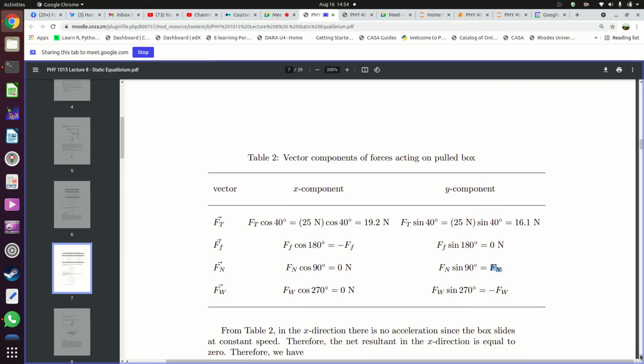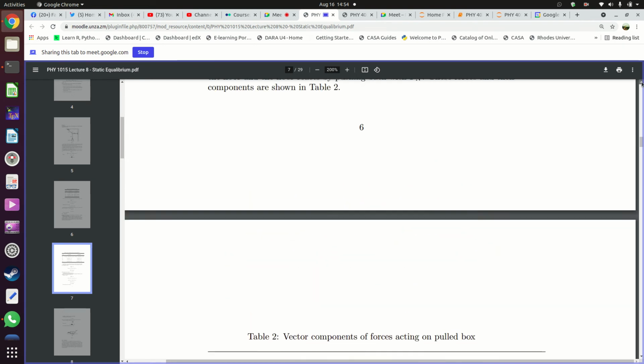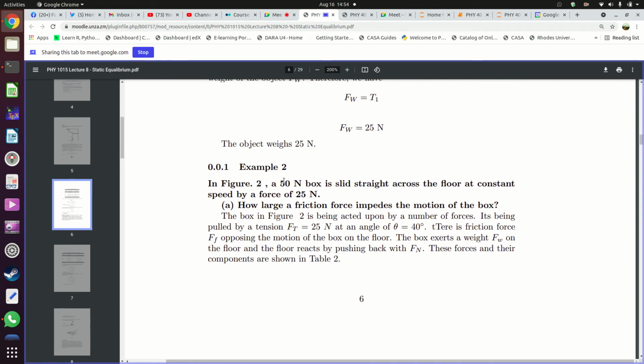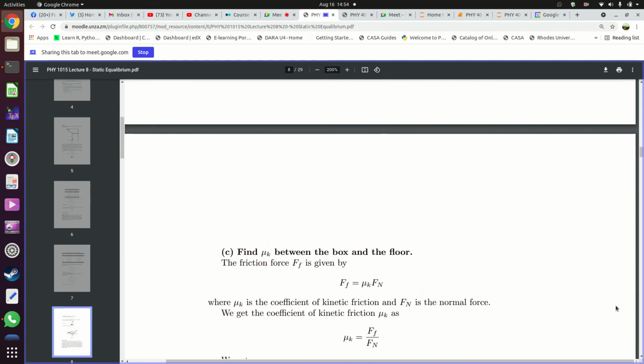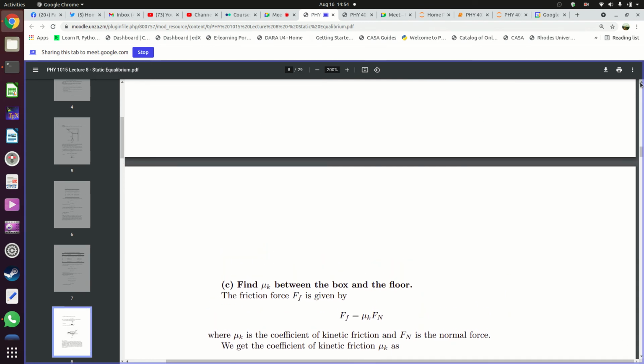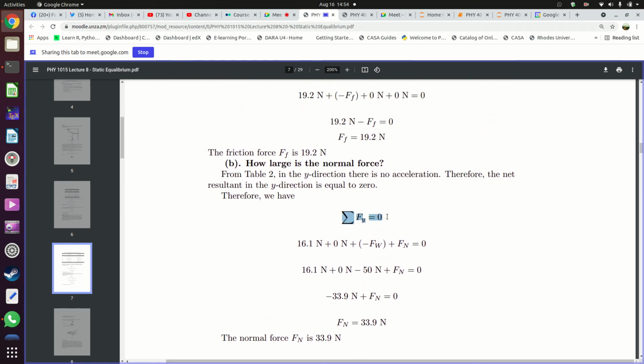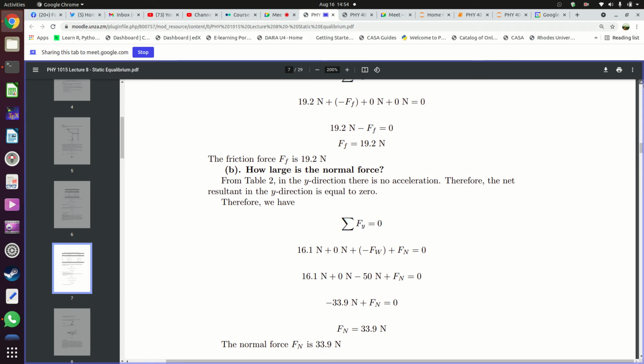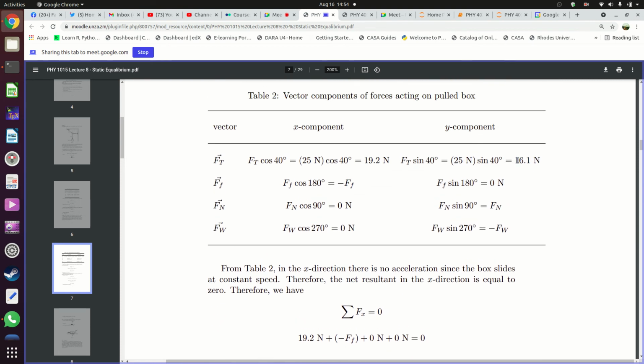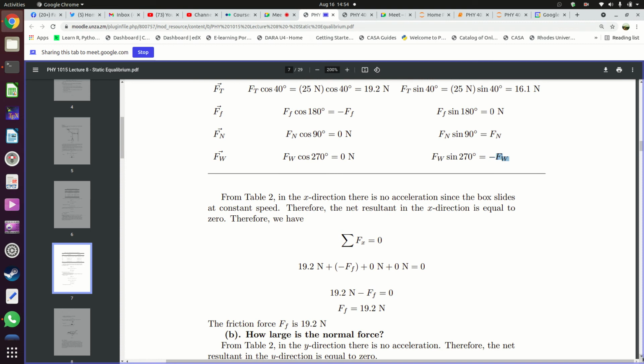And I think we have been told the weight of this box. What is the weight or the mass we've been told? Yes, the box has a weight of 50 newtons. So the weight of the box is known. For us to find the normal force, we add everything along the y direction, the sum of the forces along the y direction. We have the first one from the table of components, 16.1, plus this, plus this, plus this. When you do that, we end up with the following.